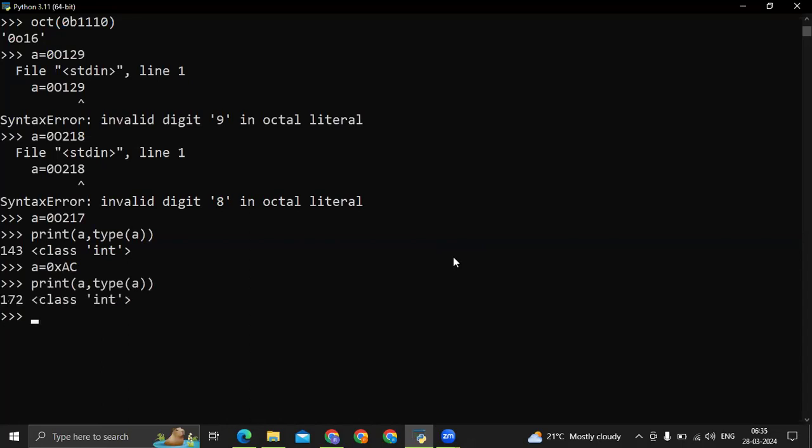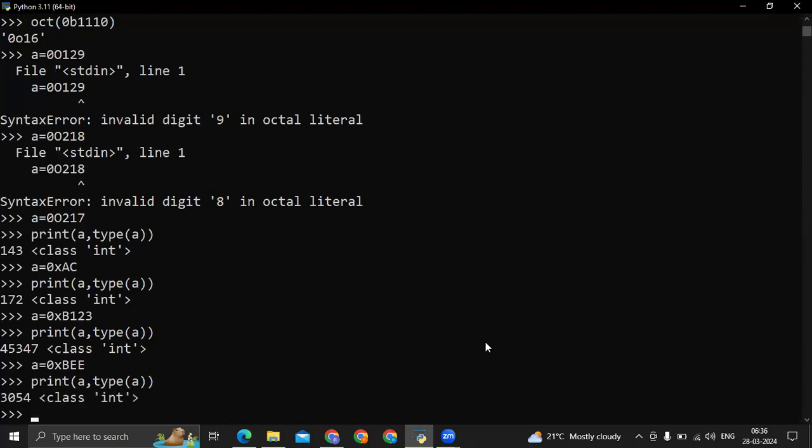Got it? Now, A is equal to 0x, and now I'm using B123. Now, print A. Got it. Now, if I write A is equal to 0x BEE, now print A, it's converted.